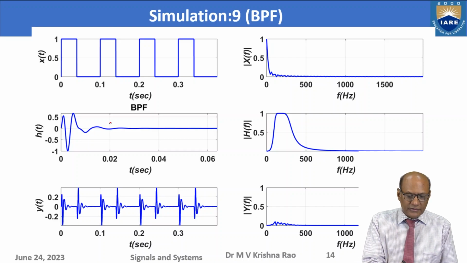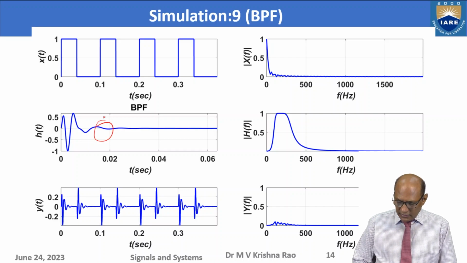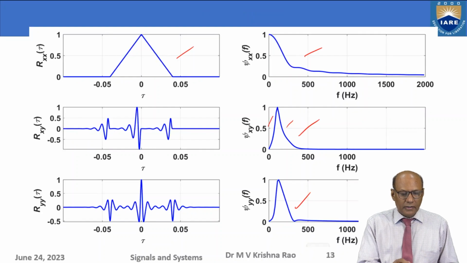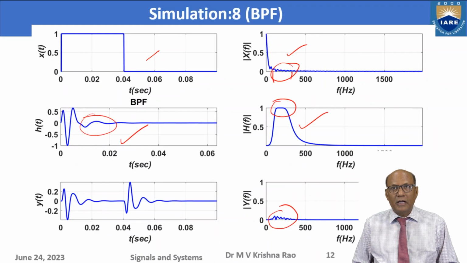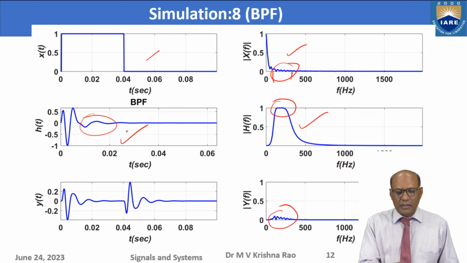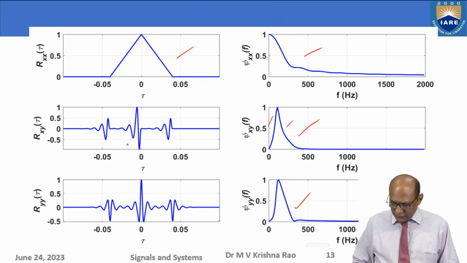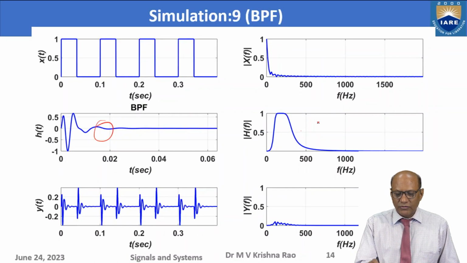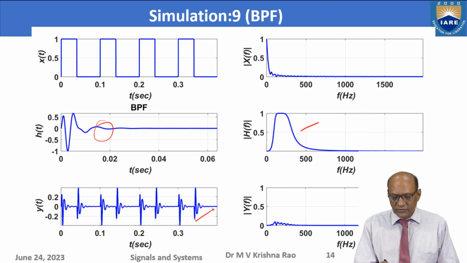Then I am showing a periodic signal, again with the same band pass filter. This is the band pass filter I used here. This is the band pass impulse response. This is the band pass filter frequency response. I am using the same filter in this case also. But it is a periodic waveform. So this signal is periodic, and here also it is the same thing.